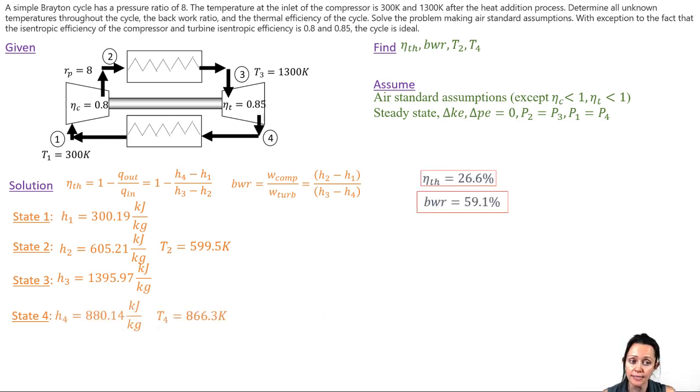And then when I plug things in, I get 26.6% for the thermal efficiency and 59.1% for the back work ratio.